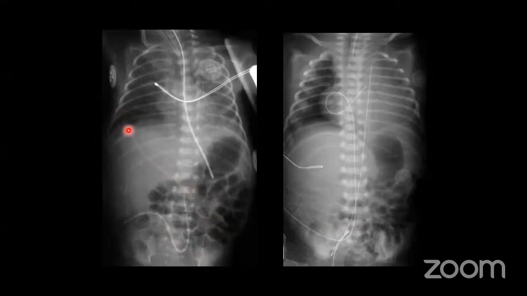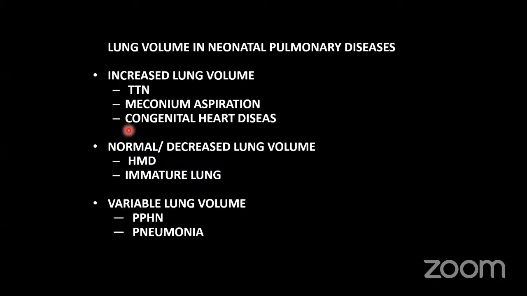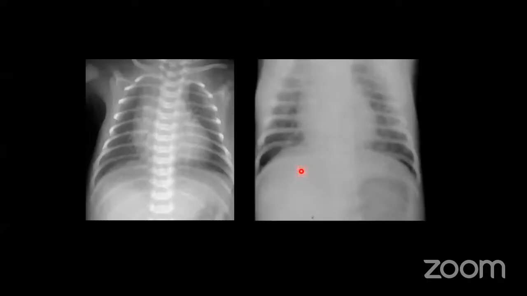So I have told you, by seeing the lung volume, you can diagnose whether the child is suffering from TTN, meconium aspiration, or hyaline membrane disease. If it is increased lung volume, just take it as meconium aspiration. If it is normal lung volume, you can take it as TTN. If it is low lung volume, take it as hyaline membrane disease. I have made it much more simplified.